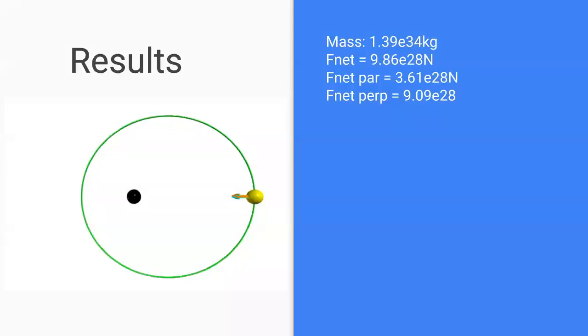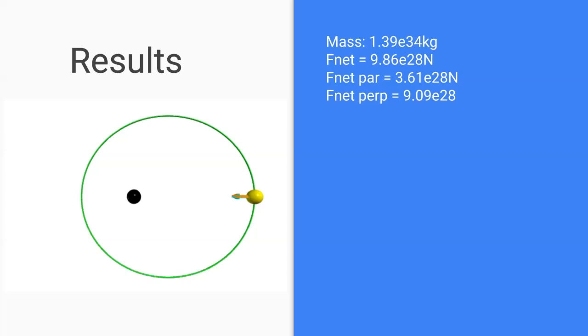Here's the result of the first part. As you can see, there are 3 arrows pointing towards the planet at all times. The perpendicular, the parallel, and the n hat arrows are seen here.